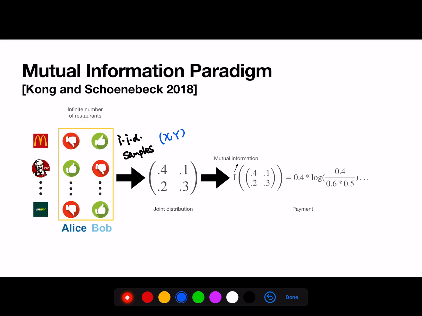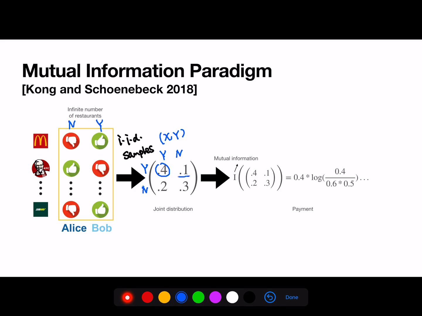Let me explain what the joint distribution is here. If they like it, we say yes. If they don't like it, we say no. This is the joint distribution, which we can also think of as a 2x2 matrix. This is the probability that for a random restaurant, both Alice and Bob like it. And this is the probability that for a random restaurant, Alice likes it but Bob doesn't like it. So this is the joint distribution matrix.